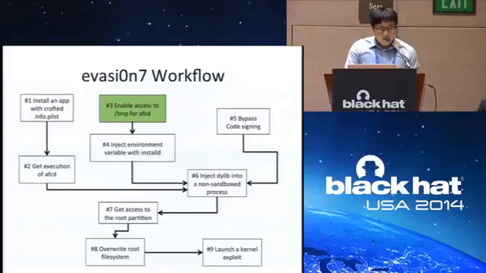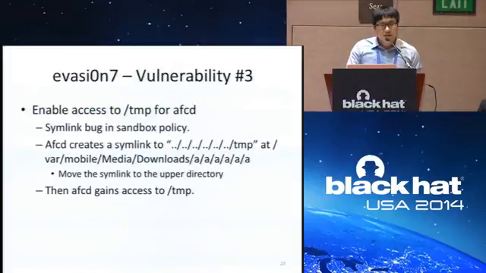The third step is to make the default AFCD access the /tmp directory. As I mentioned earlier, the default AFCD has a sandbox policy that can only access the files under /var/mobile/media. But there exists a symlink bug in the sandbox policy. The evasion team exploited this bug, and they let AFCD create a symlink with multiple ../ and /tmp inside a multi-level nested directory under the sandbox directory.